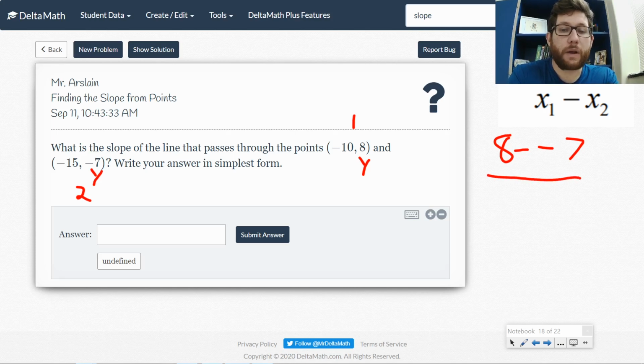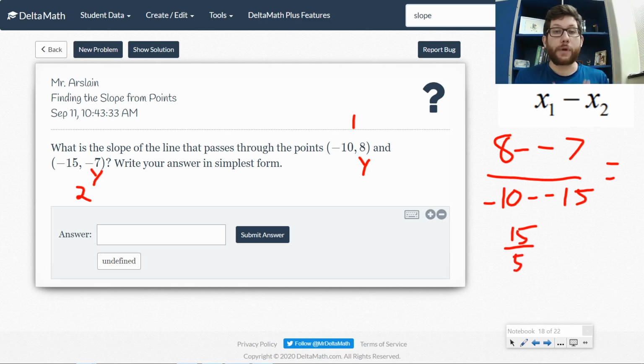Now let's go ahead and plug in my x's. So I've got -10 on one side minus a -15. And let's go ahead and see what we get. 8 minus -7, that's 15. -10 minus a -15, that gets me actually a +5.